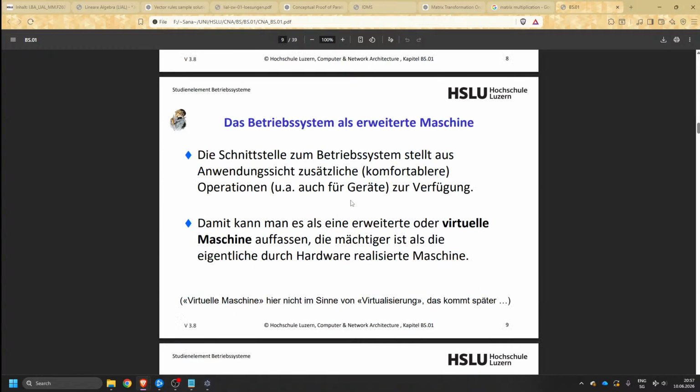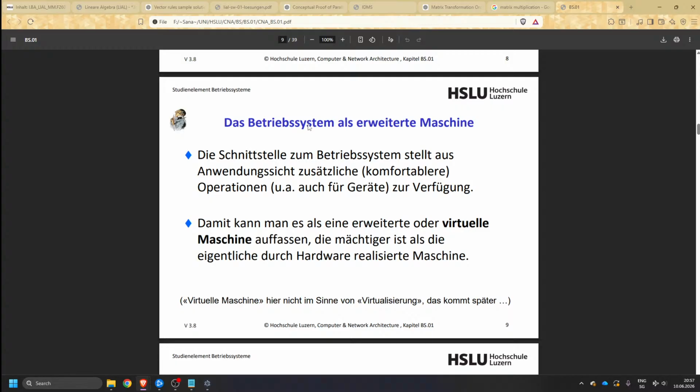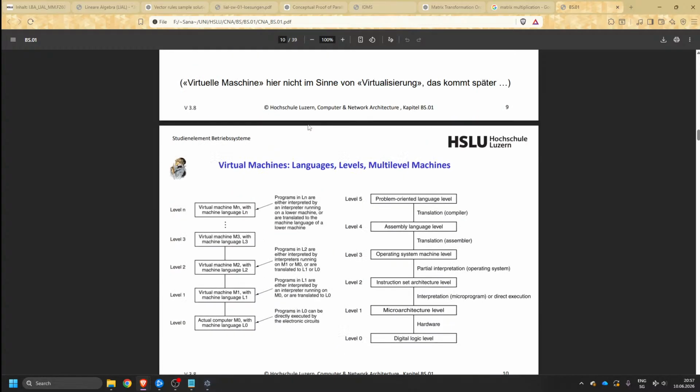Okay, let me rephrase that. We have the hardware. We have microcode. We have microarchitecture. We have the operating system. We have system applications, and we have applications. Oh, I forgot this one: machine language. All right, I'm done with this. What else is here? Virtual machines. I have to rehearse this a couple minutes and then I'm done.